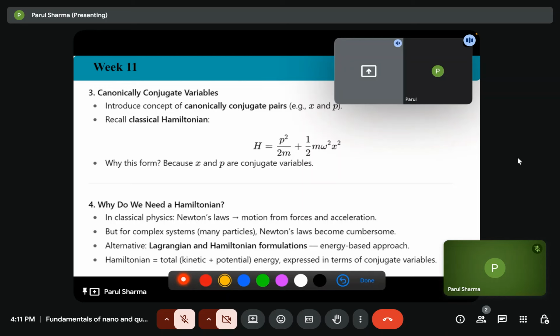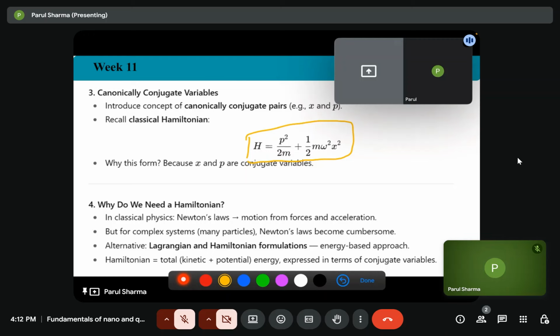So in classical Hamiltonian we have the h equals to p square by 2m plus half m omega square x square. Why this form? Because in this case x and p are conjugate variables. So why do we need a Hamiltonian? In classical physics, we have the Newton's law that forms motion from forces or acceleration.